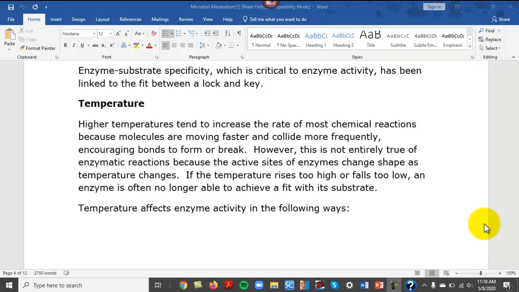Our next section is going to deal with how a cell converts energy, but first we're going to cover all the things that can affect enzyme activity. And I'm not going to say this again, but these videos are just meant to be an overview. I hope they help. And all the information you need is right here.